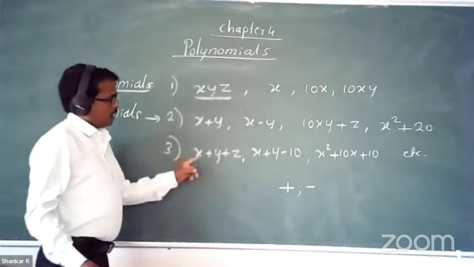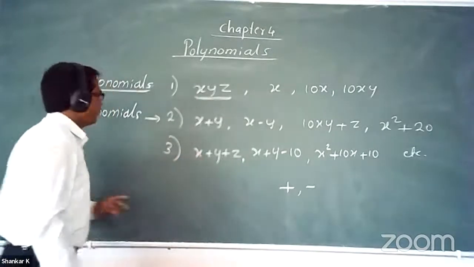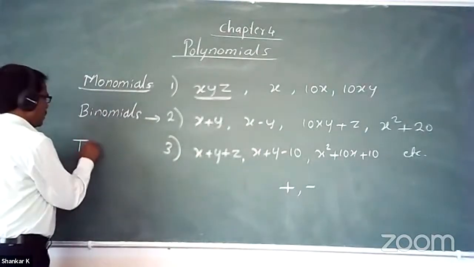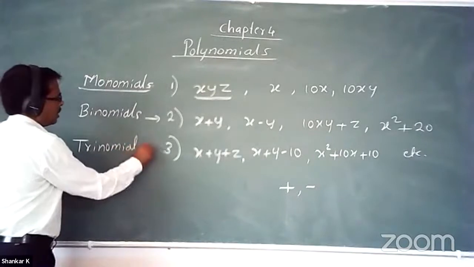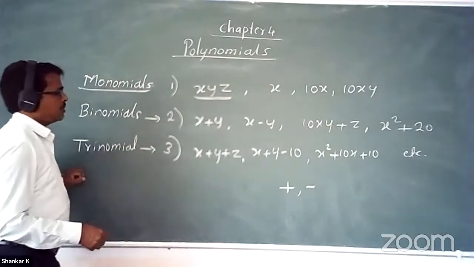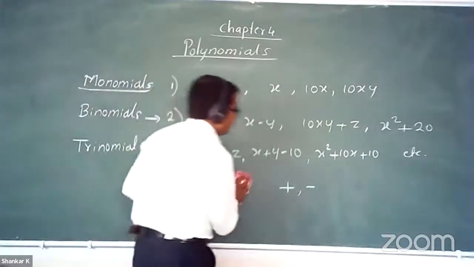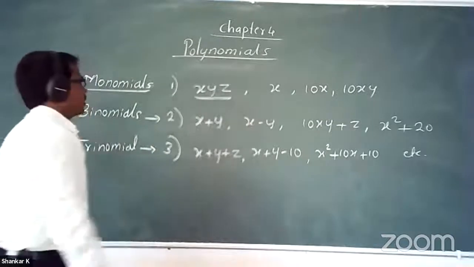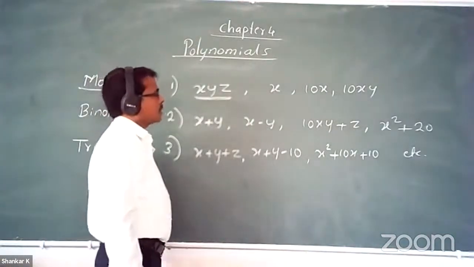Similarly, an algebraic expression which has three terms is known as a trinomial. Here, trinomial. It is a trinomial. Okay. An algebraic expression which has three terms is known as a trinomial. Here, some more terms are there. Some more terms, which are those.